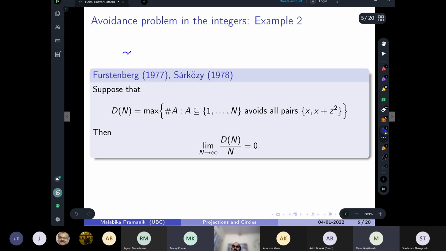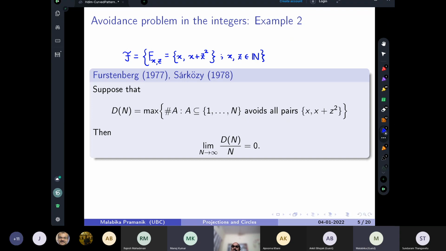So the set of patterns here is of the following form. This pattern consists of pairs x and x plus z squared, where x and z are positive integers. And this property of capital A, that it avoids all such pairs, is actually equivalent to saying that the difference set A minus A does not contain any perfect squares.